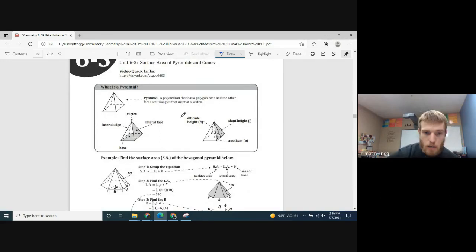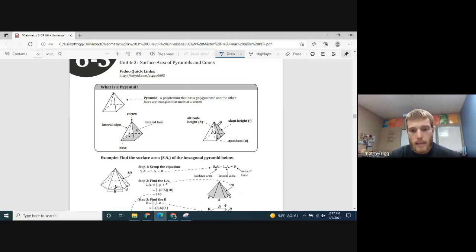Now we're going to talk about surface area of pyramids. So what makes a pyramid a pyramid? Well, a pyramid only has one base. Unlike what we saw with the other ones, the pyramid only has one base. And then it has triangles connected to that base, and those triangles always meet up into a singular point at the top. So you have the base, the vertex at top, and the triangles that come up to that point are called the lateral faces, or lateral surfaces.